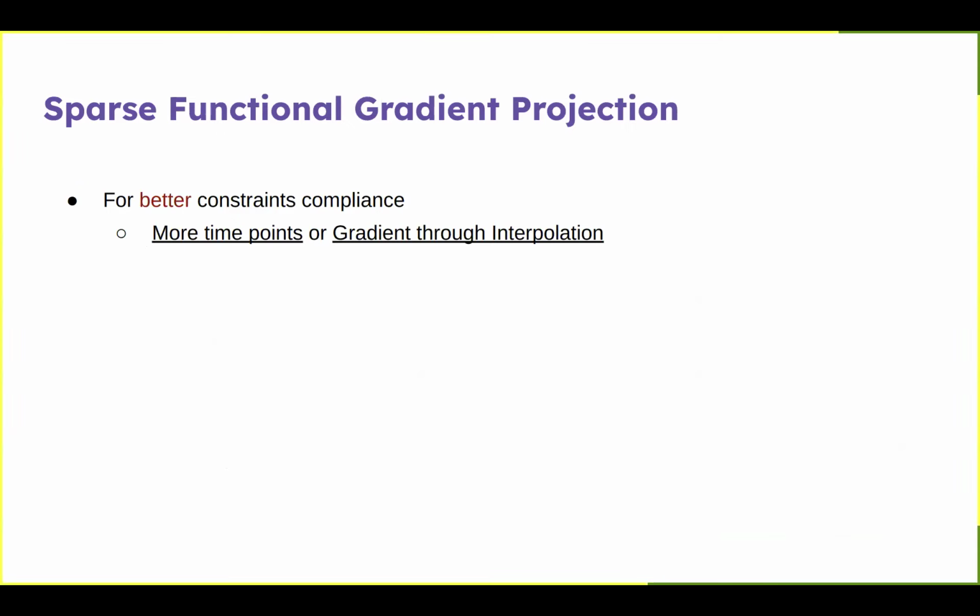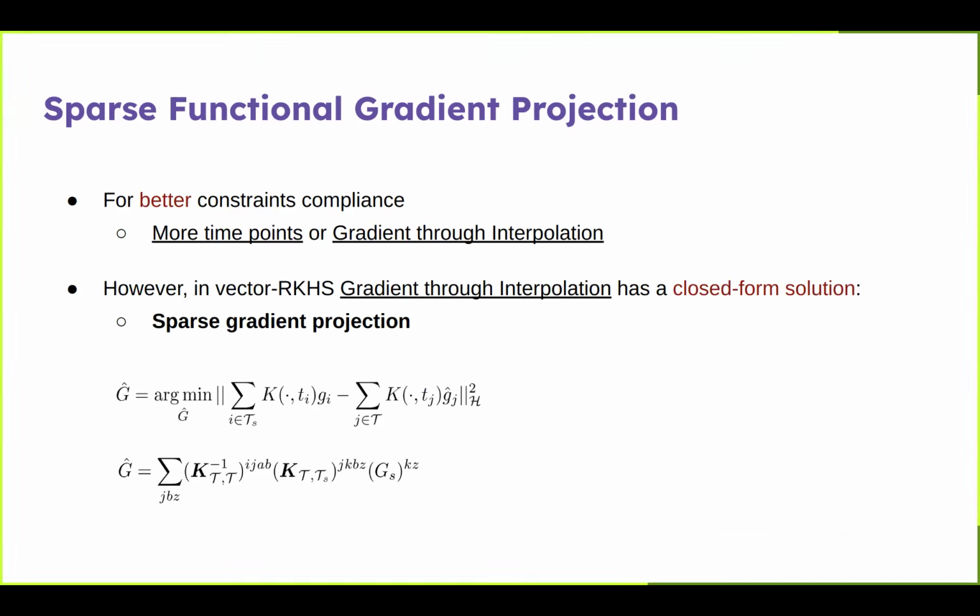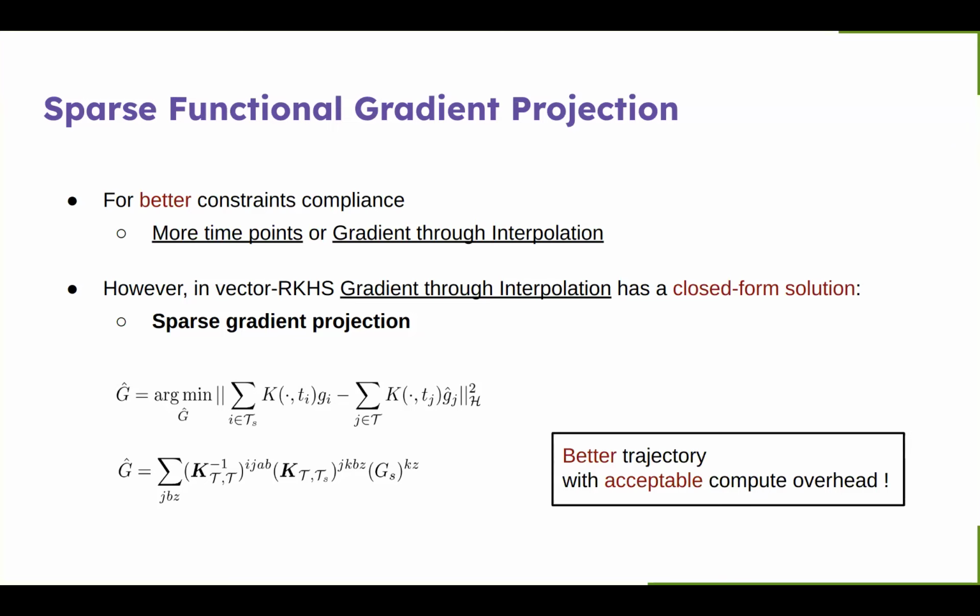In trajectory optimization, for better constraint compliance, we usually add more time points, or we compute the gradient through interpolation. But this kind of approach will reduce the performance of the optimization algorithm. In vector-valued RKHS, the gradient through interpolation has a closed-form solution by solving the following least squares problem, and we call it the sparse gradient projection. So we can obtain a better trajectory, but with acceptable computational overhead.